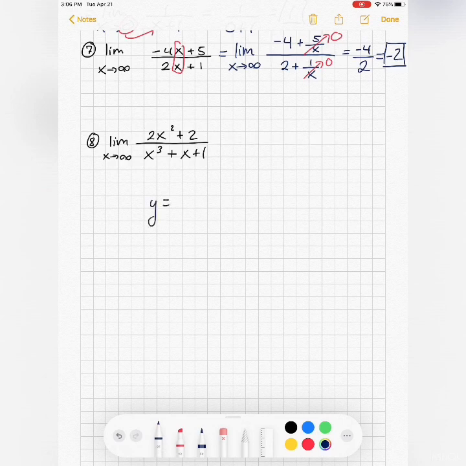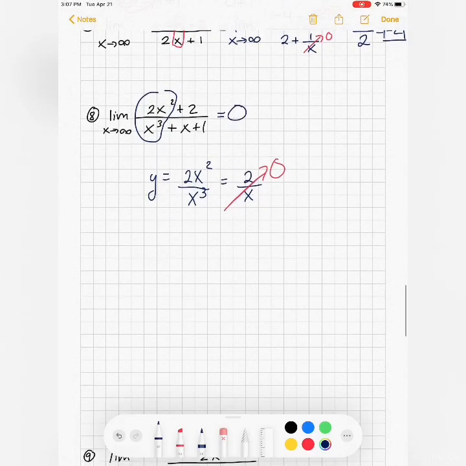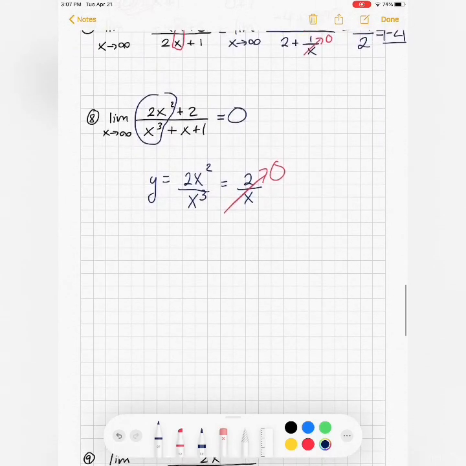Okay, so when I look at the leading terms this time, what do I see? I see 2x squared over x cubed. So when I reduce, that's 2 over x. Okay, so what's going to happen to this as x goes to infinity? That is going to go to 0. So I can tell you immediately the answer to this one is 0.